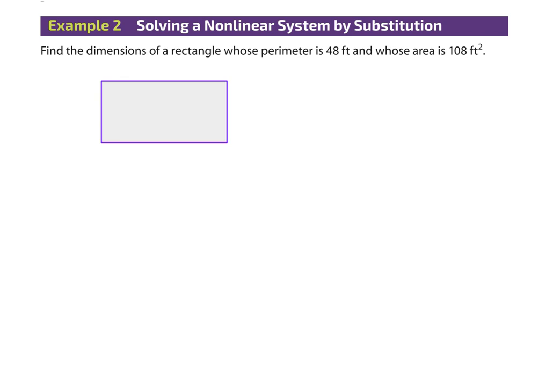Easy enough, right? So if I were to do this, I would say, well, I have an x and y. That's my dimensions, okay? They want me to tell what those are. Perimeter, so they've given me 1. Perimeter is going to be 2x plus 2y, and that's going to equal 48. They give me a second one, area. Well, area is going to be x times y, and that's going to equal 108.